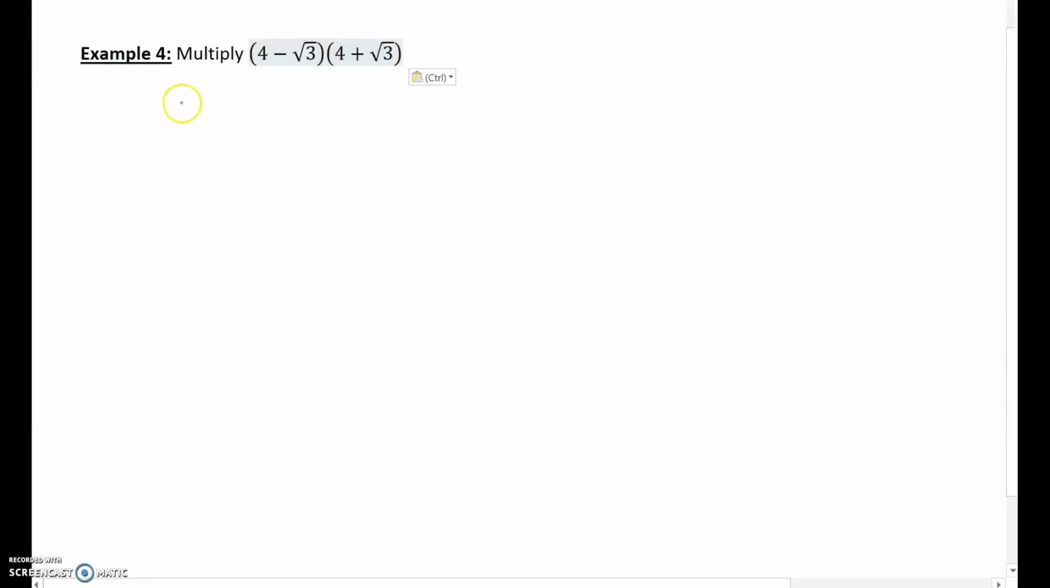In this example, we're going to multiply an expression, 4 minus square root 3, that contains a square root, by its conjugate, so 4 plus root 3. And we're going to use FOIL to do it.